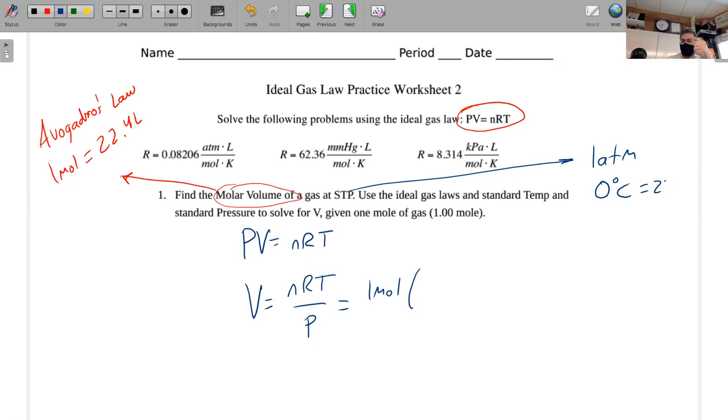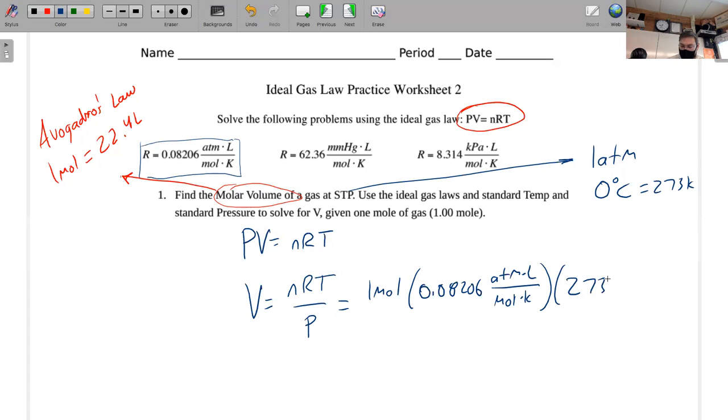You know that the standard temperature and pressure condition is 1 atmosphere and 0 degrees Celsius. 0 degrees Celsius is 273 Kelvin. So if I pick a value for R that has the unit atmosphere, that's 0.08206, which just has more significant figures than the value I gave you yesterday, per mole Kelvin, times the temperature, which has to be in Kelvin, 273 Kelvin, and a pressure of 1 atmosphere.